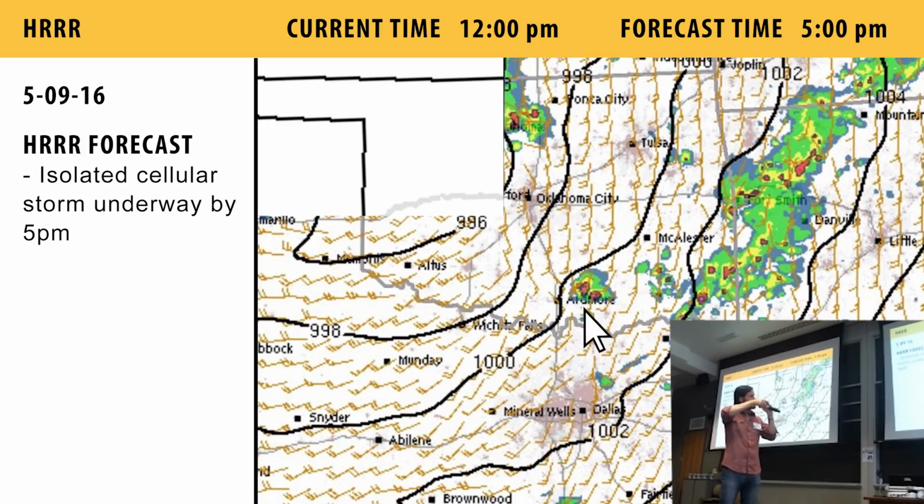But check this out. We've got some pretty good cellular structure. That looks like supercells to me, given how volatile the atmosphere was that day. I'm going to say those are supercells, just east of I-35, just north of the Red River, kind of in our target area. So I'm starting to get high confidence that I'm in the right spot.